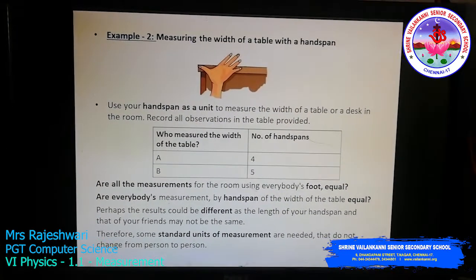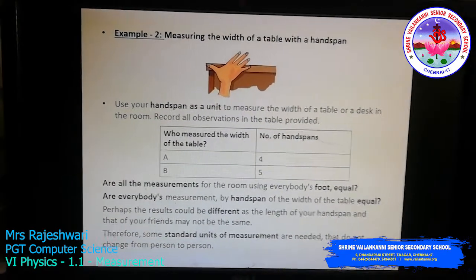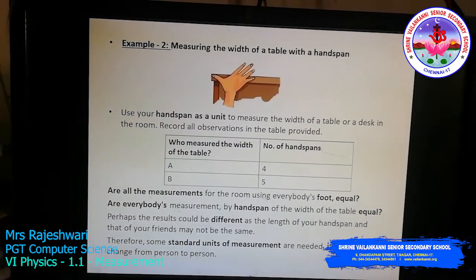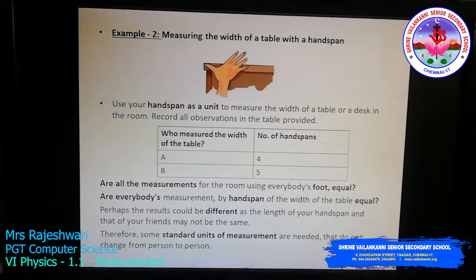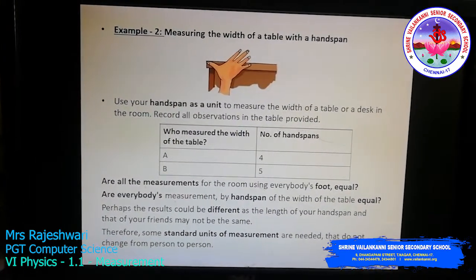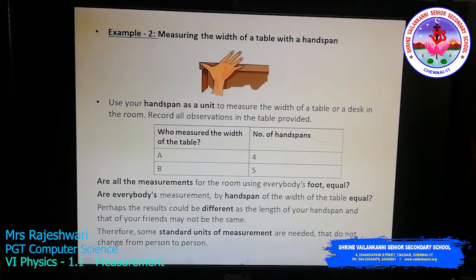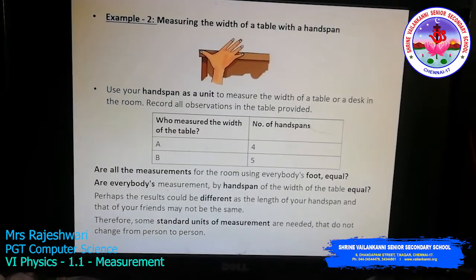Similarly, if you have a desk or a table in your home, just use your handspan as a unit to measure and record the observations, like how many handspans you have used from one end of the table to the other end. Here I have given two different observations. For person A, the number of handspans used is 4, and for person B, the number of handspans is 5. So just answer these two questions.